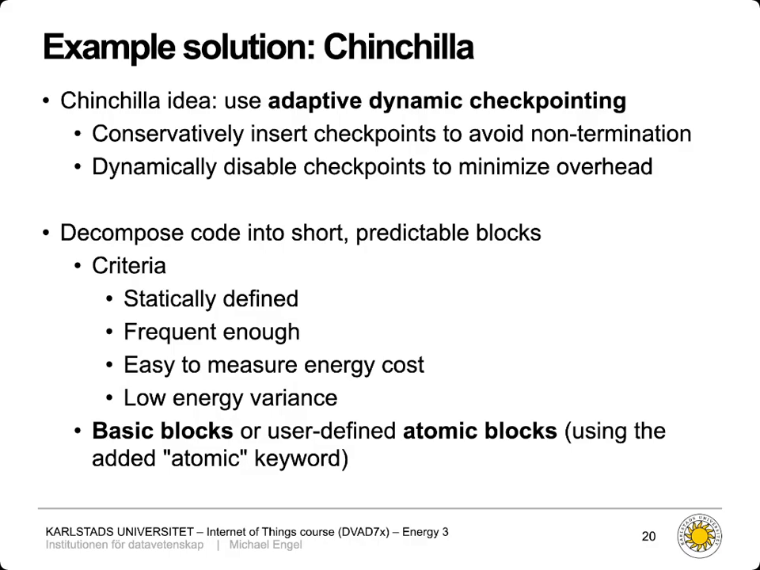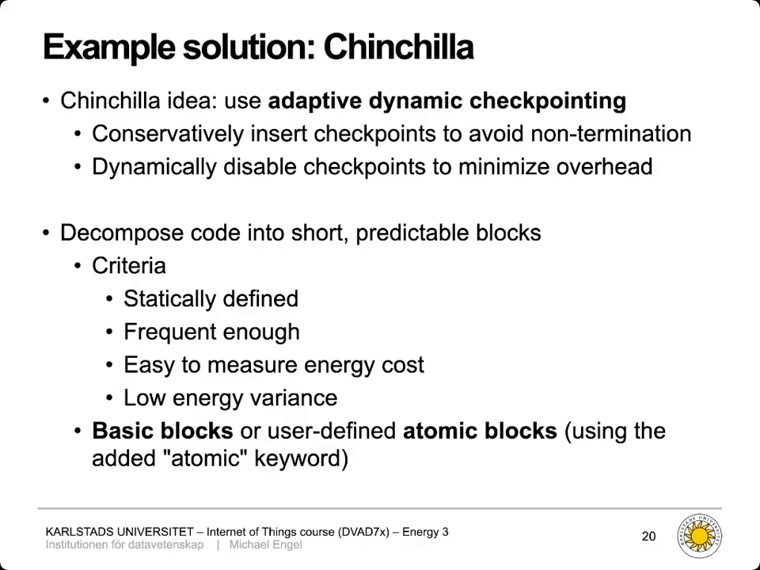This is done by decomposing the code into very short blocks, predictable in terms of energy, with some criteria that are statically defined: that they're relatively frequent, so we always have some checkpoints to work on, that they're easy to measure the energy costs, so that they don't have loops or if conditions, and that the energy variance is also pretty low.